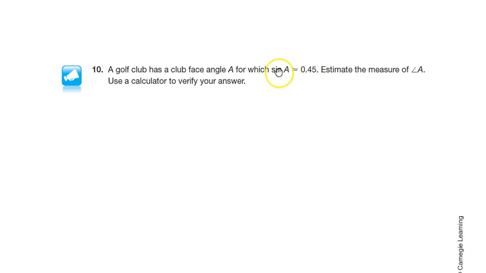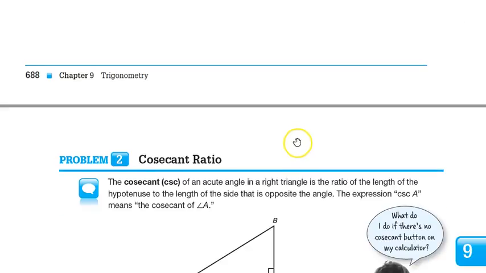So sorry, if you take 45 over 100, you take the inverse sine of 45 over 100, which is 45 hundredths here, you will get the degree measure, right? Because the sine of the degree measure of A is equal to 0.45, 45 hundredths. So the inverse sine of 0.45 will give us approximately the angle measure.